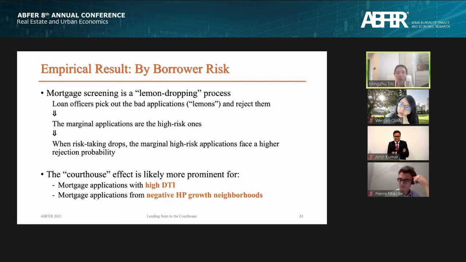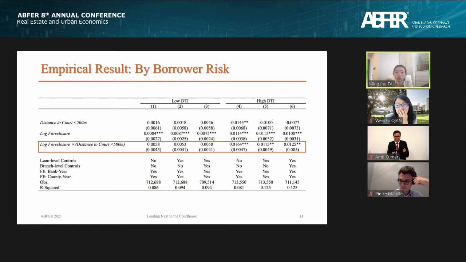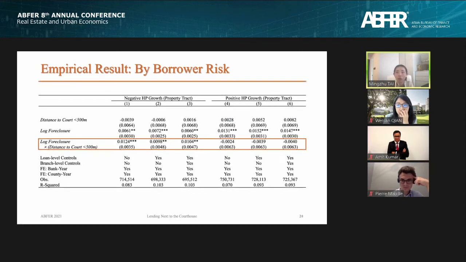And in particular, if we compare the debt-to-income ratio across different borrowers, we find that our results are mainly found among those high debt-to-income ratio borrowers, the high-risk ones. And similarly, our results are mainly found among borrowers who come from neighborhoods with negative house price growth, while in neighborhoods with positive house price growth, we don't see any effect, and the coefficients are also negative.